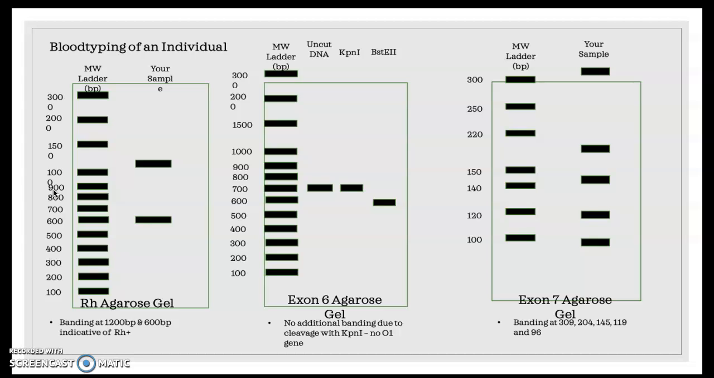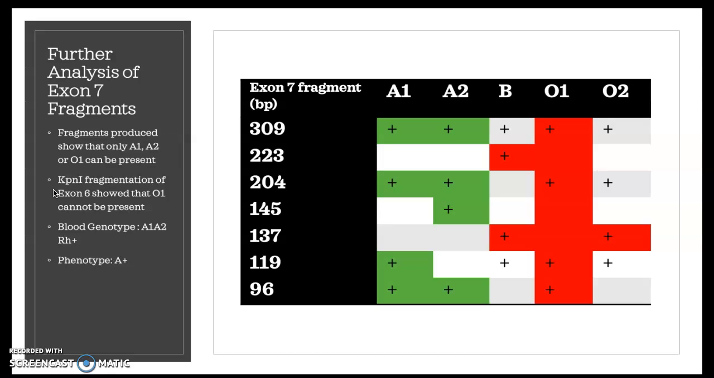And if we move over to the exon 7 agarose gel, we can see that we have banding at 309 base pairs, 204 base pairs, 145 base pairs, 119 base pairs, and again at 96 base pairs. So we can look at that versus a table that shows what the different genotypes have for specific banding in those areas. So, further analysis of the exon 7 fragments.